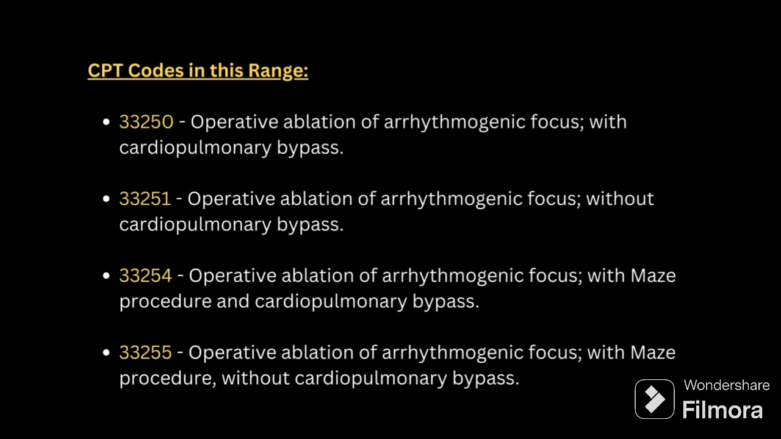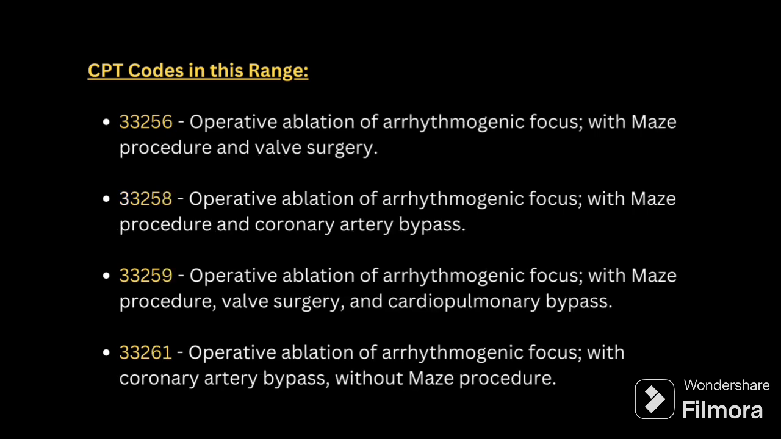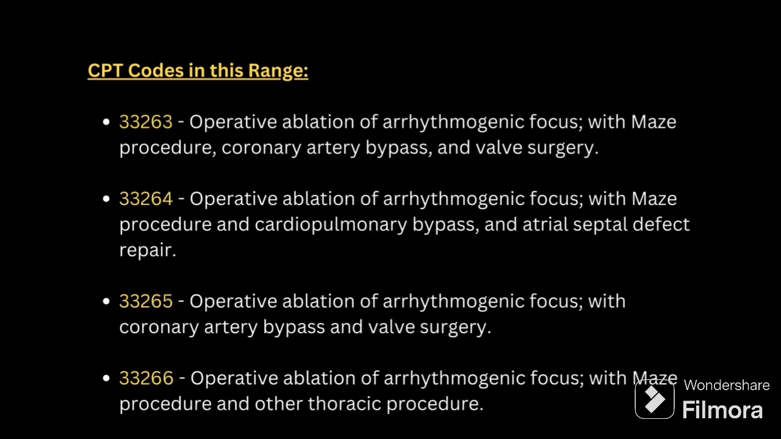Please read the description of each code to properly understand. The codes are with cardiopulmonary bypass and without cardiopulmonary bypass, like that differentiation is given. So have a view on it. Next is 33256, 33258, 33259 and 33261. So read the procedures very carefully. Here in 33256 it is with maze procedure and valve surgery. Like that you have to read the description for clear understanding.